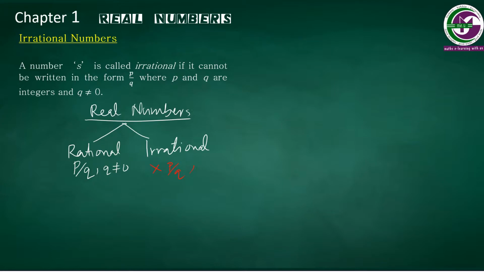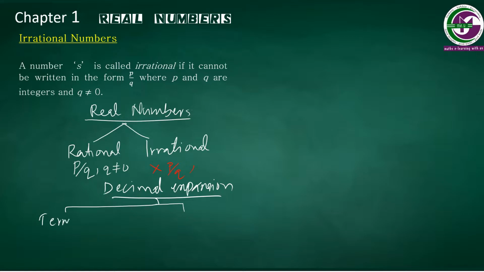And in the case of decimal expansion, all decimal expansions can be divided into two: terminating or non-terminating. All terminating decimal expansions are rational numbers. Any terminating decimal expansion can be expressed in the form p by q, that you already studied in Class 9, how to convert a decimal number into p by q form.